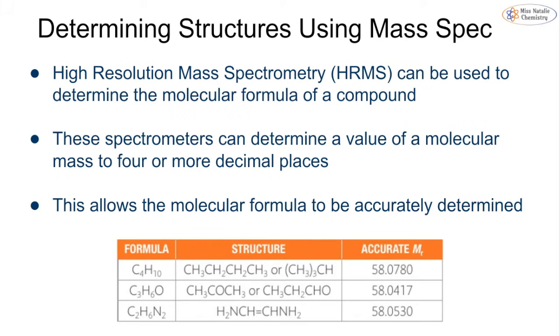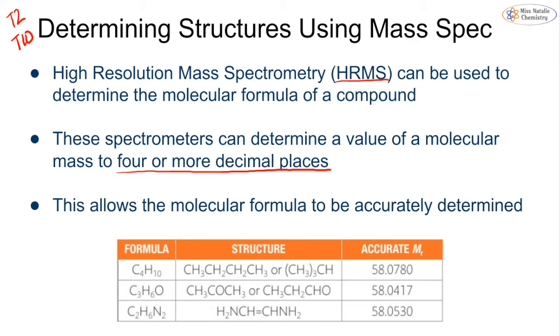Now, if we just pivot slightly to looking at mass spectrometry, we've met mass spectrometry back in topic 2 and in topic 10, and we looked at it in terms of very basic abundance of the different fragments. What we want to look at now is how we can use high resolution mass spectrometry, or HRMS, to determine the molecular formula of a specific compound. And this is extremely accurate. So these spectrometers can give you a molecular mass to 4 or more decimal places.